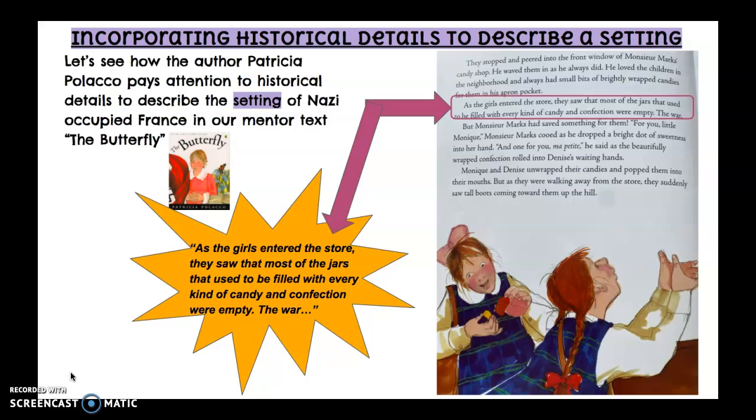"For you, little Monique," Monsieur Marc cooed as he dropped a bright dot of sweetness into her hand. "And one for you, ma petite," he said as the beautifully wrapped confection rolled into Denise's waiting hands. Monique and Denise unwrapped their candies and popped them into their mouths. But as they were walking away from the store, they suddenly saw tall boots coming toward them up the hill.